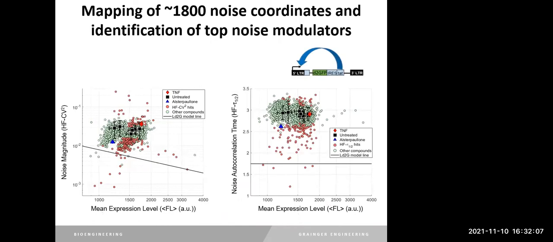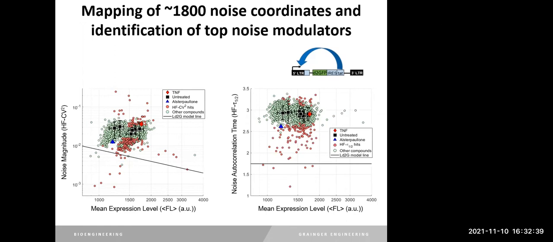So this is what the noise map looks like now. Before, we saw a noise map that was two-dimensional in the first noise drug screen. Now this noise drug screen is three-dimensional. It's made up of two plots: noise magnitude versus mean expression level, and noise autocorrelation time versus mean expression level. The black squares are the untreated controls for each day of experiment. The controls are shown here.